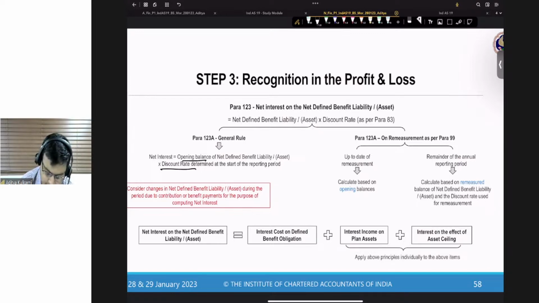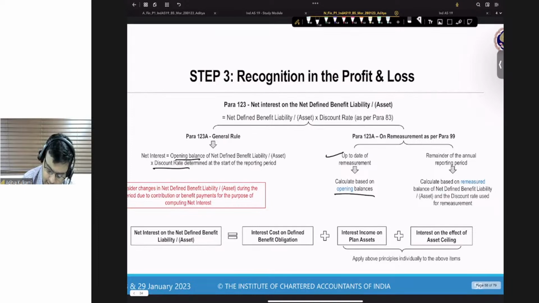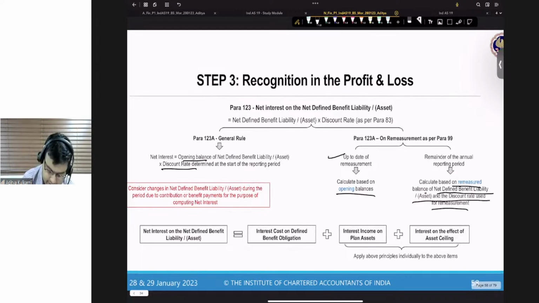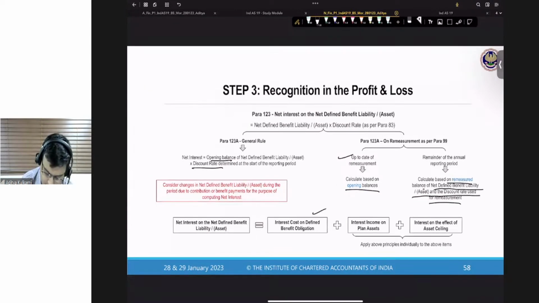On remeasurement, you will calculate up to the date of remeasurement based on opening balances. For the remainder, calculate on the remeasured balance of net defined benefit obligation or asset and the discount rate used for remeasurement. Okay, so net interest is interest cost on defined benefit obligation, interest income on plan assets, interest on the effect of asset ceiling.